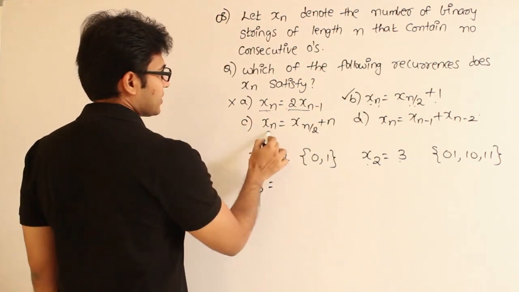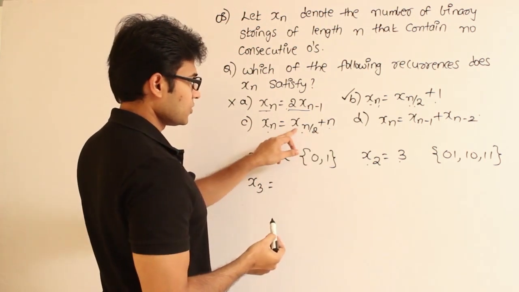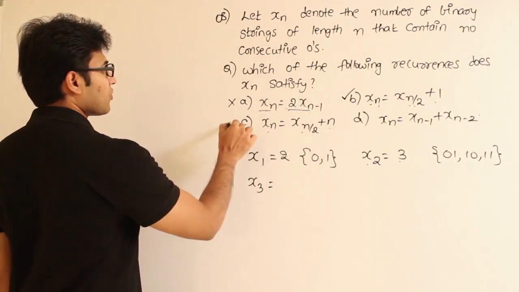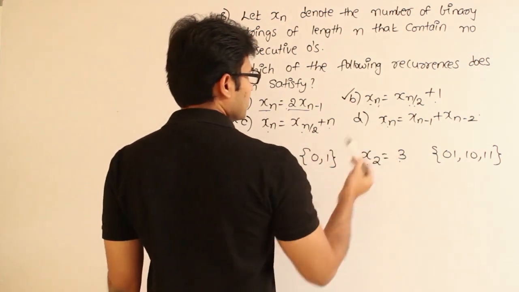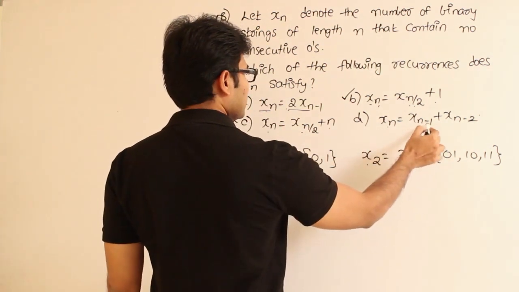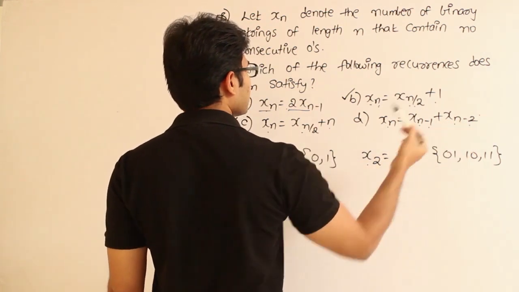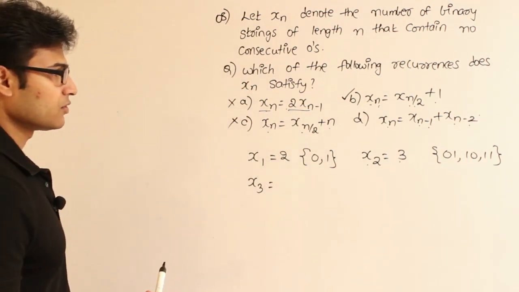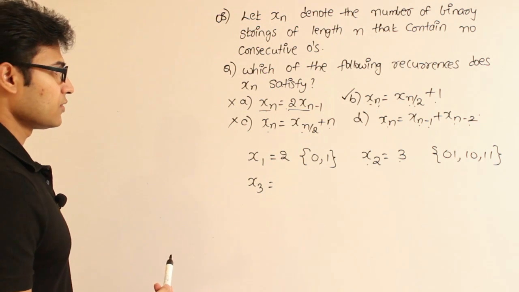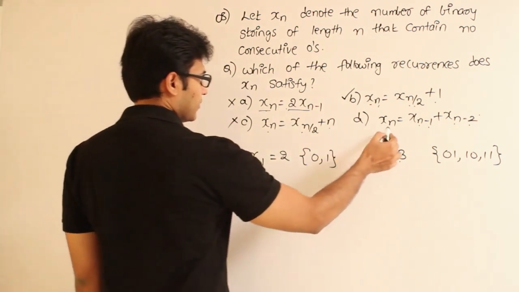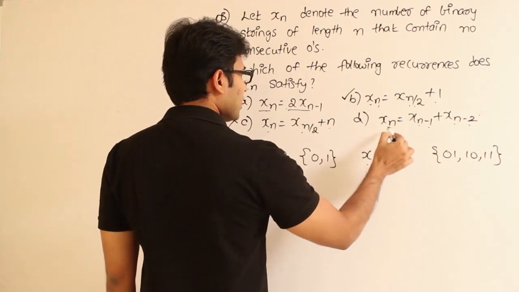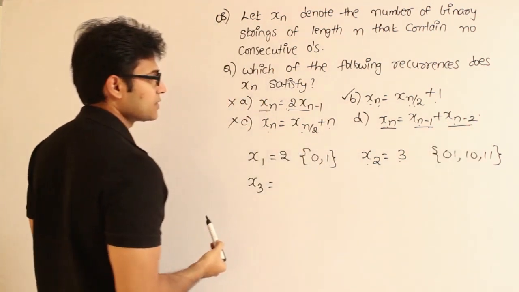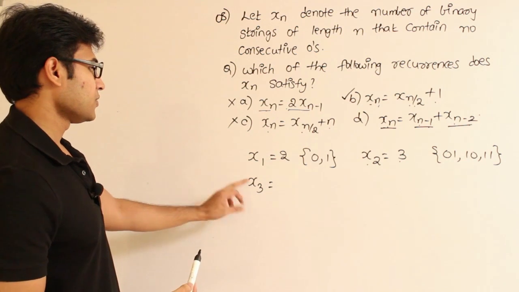Now this one, xn equals x(n/2) plus n, which means x2 equals x1 plus 2, which is 4. So it is also not giving the answer. Now if you observe this, x2 equals x(n-1) plus x(n-2). So x0 is actually not defined, because when we talk about binary strings we don't have any binary strings of length 0. It is not TOC. So in order to validate this one, we cannot use x2. We have to go with x3, since x3 equals x(n-1) plus x(n-2). Let's go for one more term, x3.